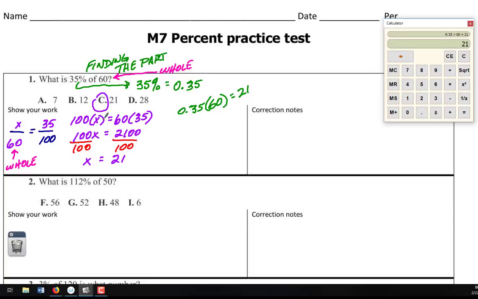All right, go ahead and make whatever correction notes you need to make. Pause the video, make your correction notes, and then we will jump to the next problem.